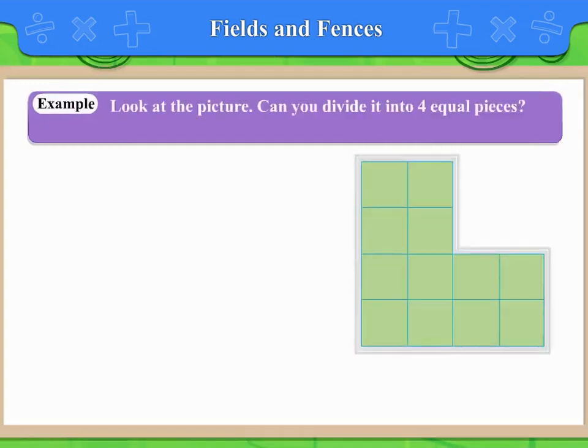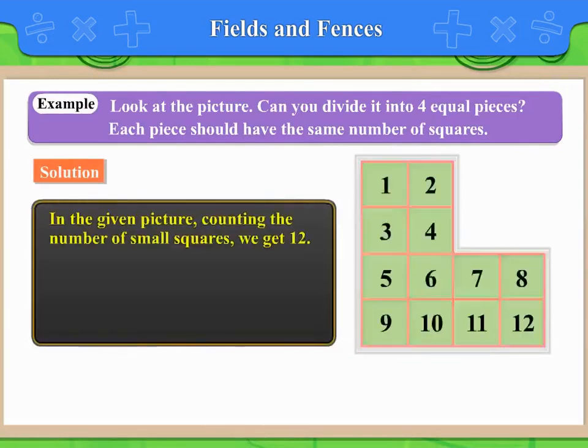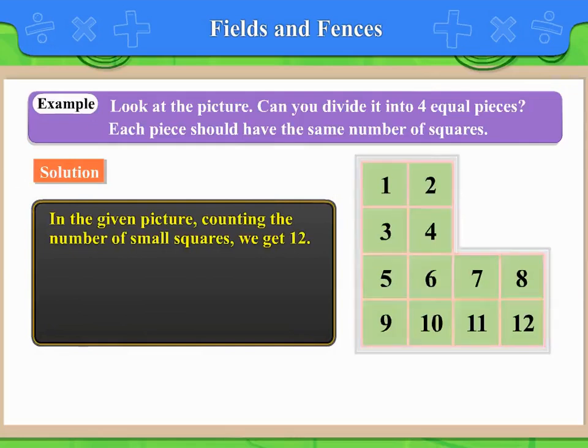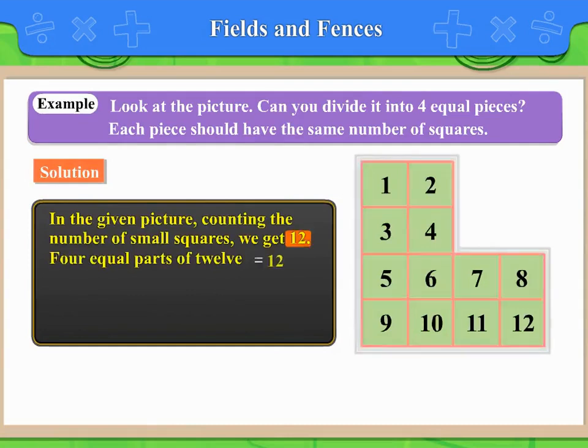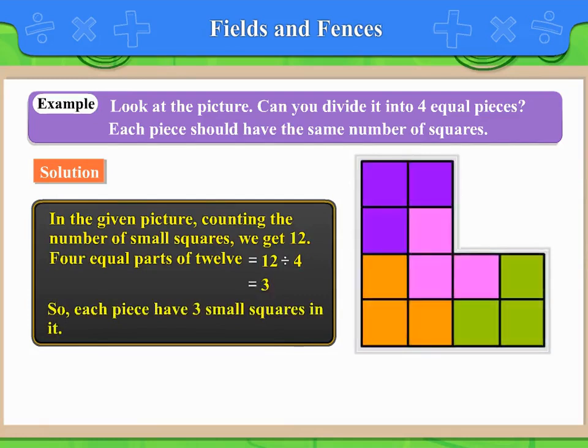Example. Look at the picture. Can you divide it into 4 equal pieces? Each piece should have the same number of squares. Solution. In the given picture, counting the number of small squares, we get 12. To make 4 equal parts of 12, divide 12 by 4. The answer obtained is 3. So, each piece has 3 small squares in it. Look how they can be divided into 4 equal parts.